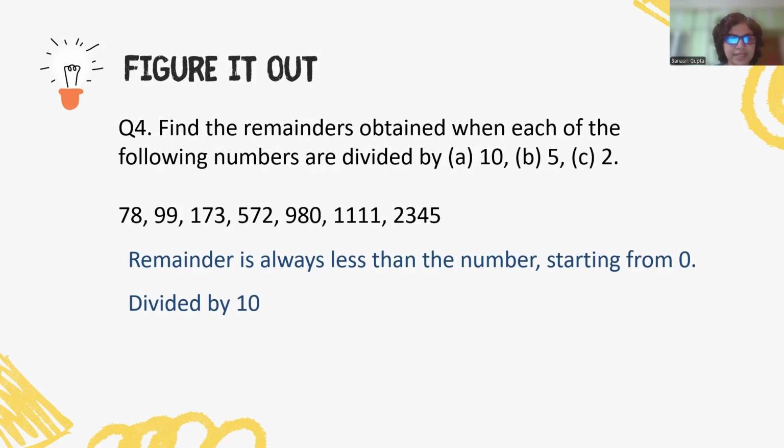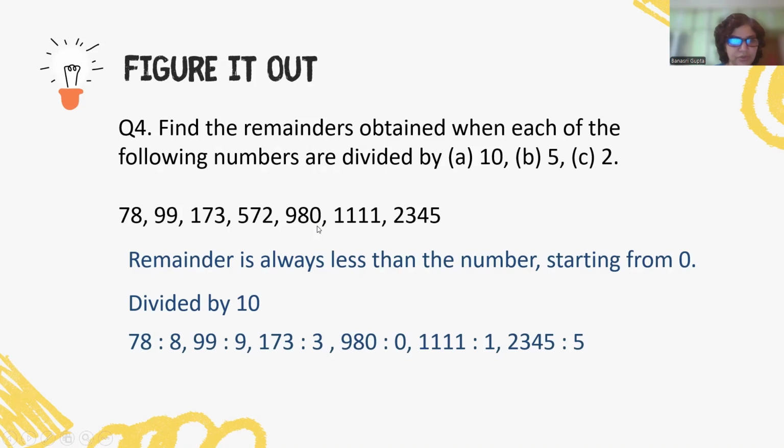So 10 is quite easy. The last digit of the number will be the remainder. So 78, the last digit is 8; 99, the last digit is 9. Similarly, we will find the last digit for each of these numbers.